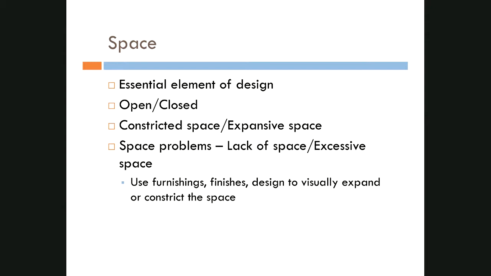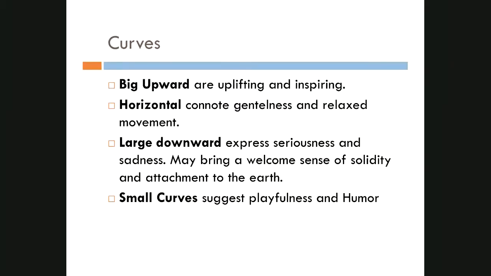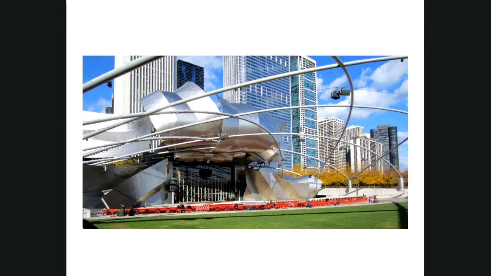I feel like I missed some slides. Okay, so I'm going to go back to the curves. So the curves can be big upward, horizontal, or large downward. Downward is like a frown. It's going to express seriousness. And they can have small curves that are playful.